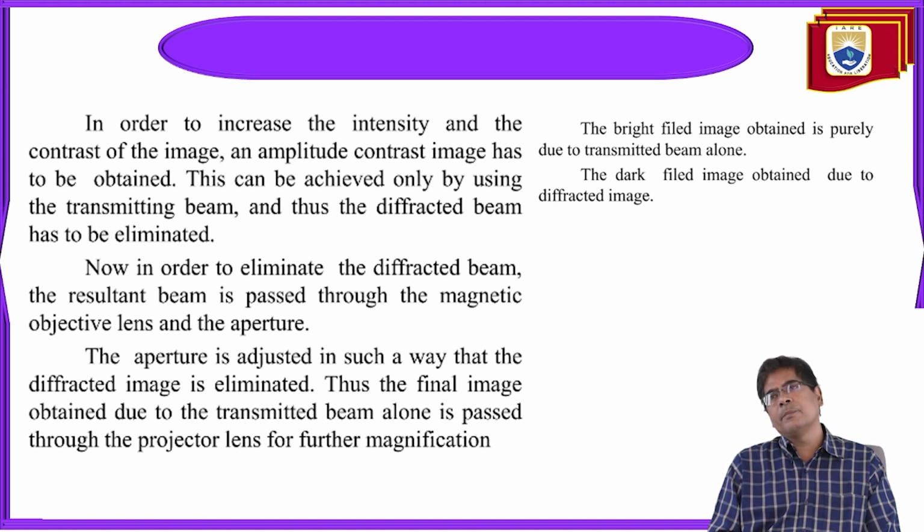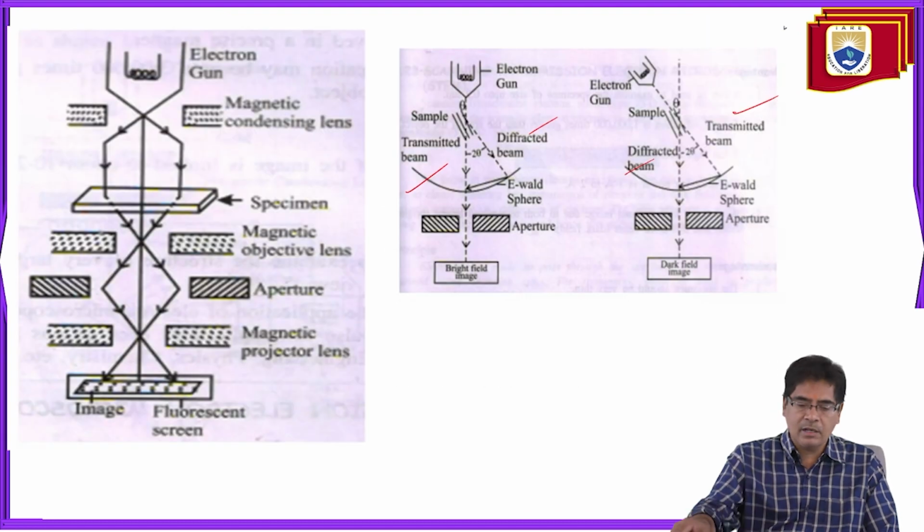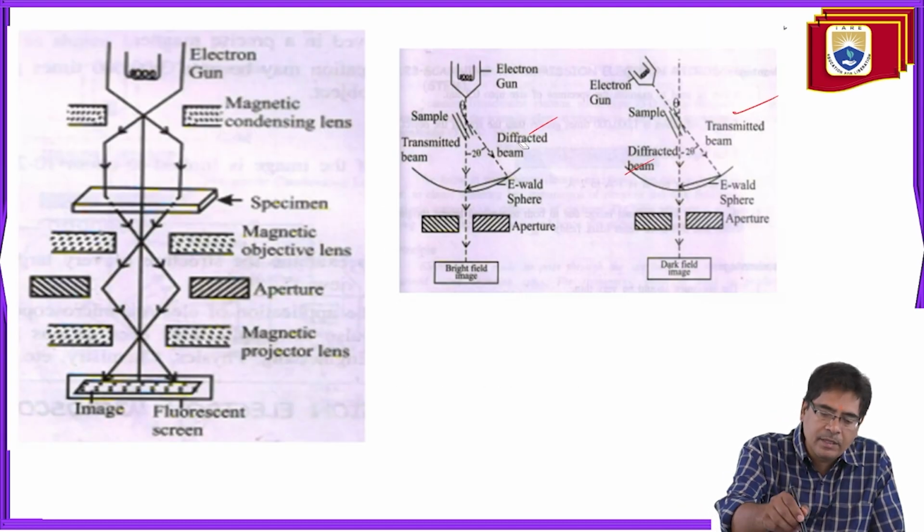The bright field image obtained is purely due to the transmitted beam alone. The dark field image is obtained due to the diffracted beam. So here we can see the differences between the diffracted beam and the transmitted beam, right?